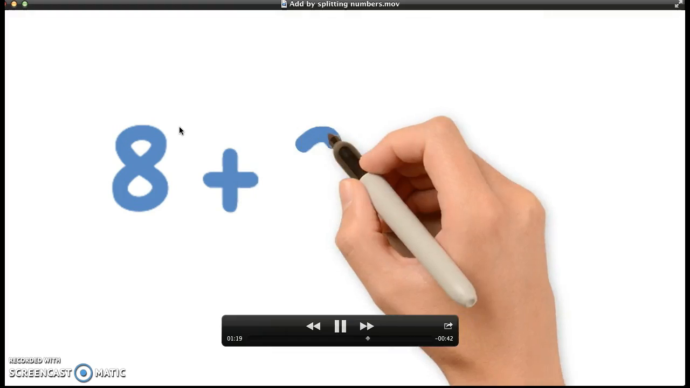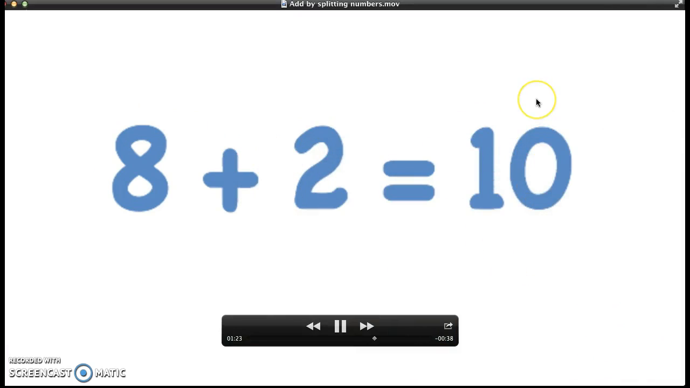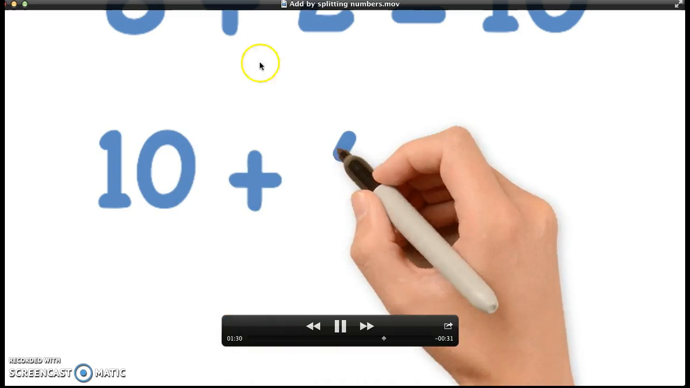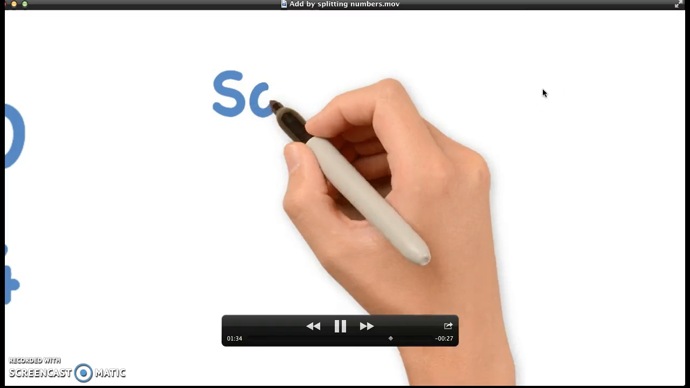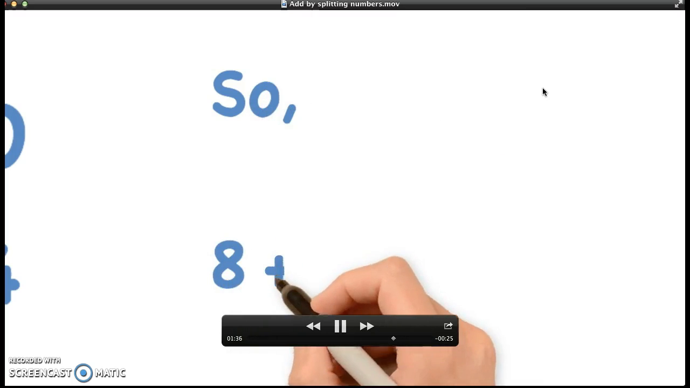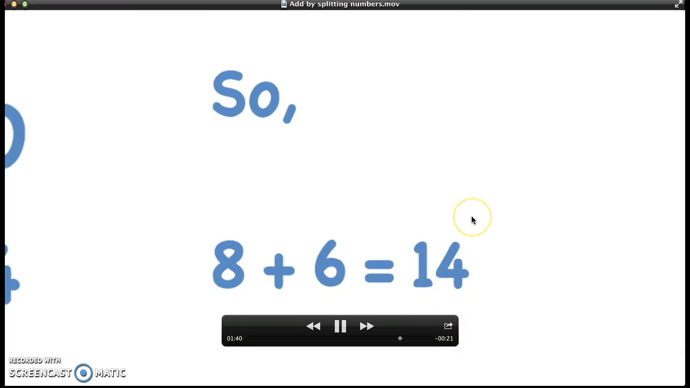So then we take the 2, and 8 plus 2 of course gives us 10. And we are left over with a 4. Remember, when we split the 6, we got a 2 and a 4. So there's a 4 left over, and we get the 10, and we add the 4 to the 10, and we get 14. So now we know that 8 plus 6 gives us 14.